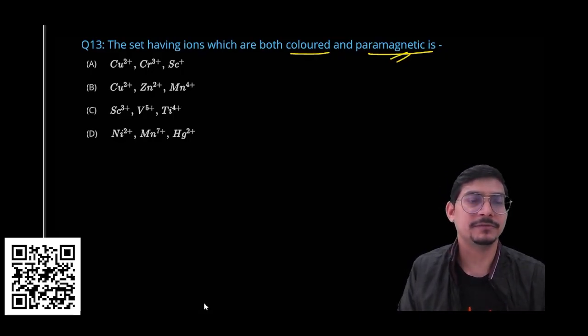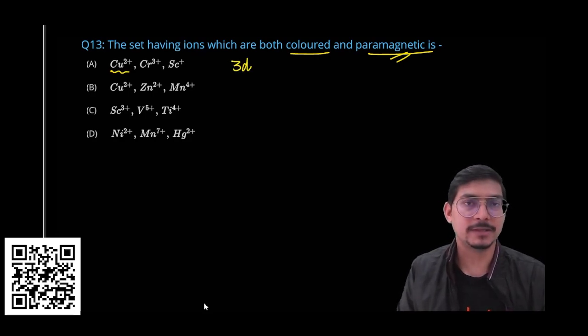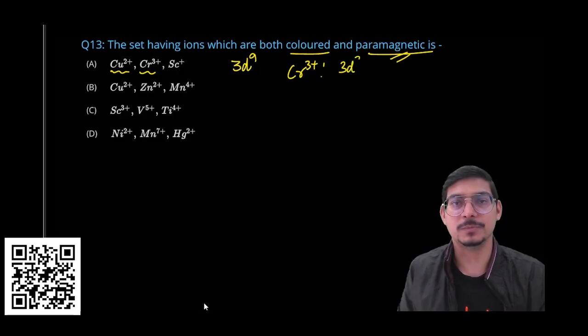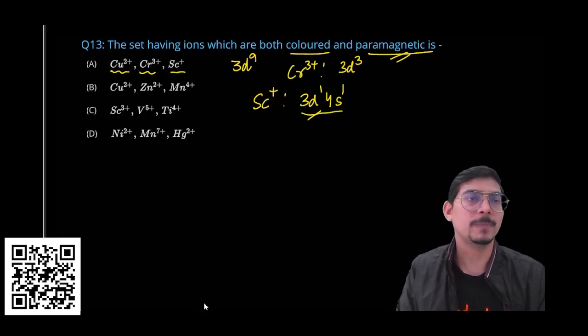So let us look at the first set of 3 ions. Cupric ion is both colored and paramagnetic because in the Cu2+ ion, the configuration is 3d9. So there is one unpaired electron. So there is paramagnetism here, and the color is blue, that we already know. In Cr3+, the configuration is 3d3, which means again there are unpaired electrons in the d subshell, so there is color and paramagnetism both. In Sc+, the electronic configuration would be 3d1 4s1 because scandium is 3d1 4s2 and Sc+ means we removed 1 electron. So there are 2 unpaired electrons, one of them is in the d orbital, so yes, it is likely to be both colored and paramagnetic. So this should be a correct answer.